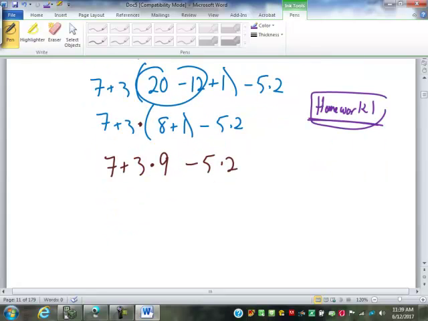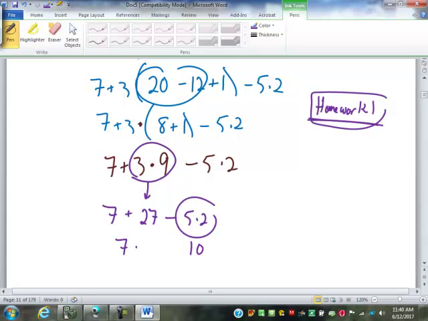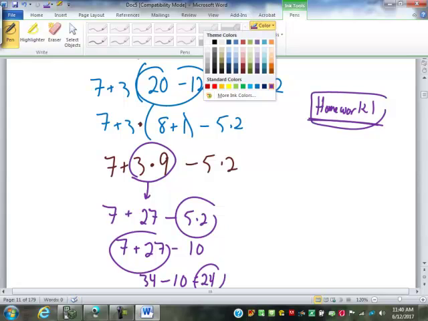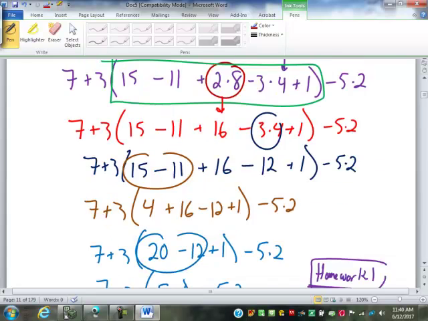So I'll finish this. Multiplication, left to right. Multiplication and division, I should say. 3 times 9 is 27. 5 times 2 is 10. 7 plus 27 is 34. Minus 10 is 24.